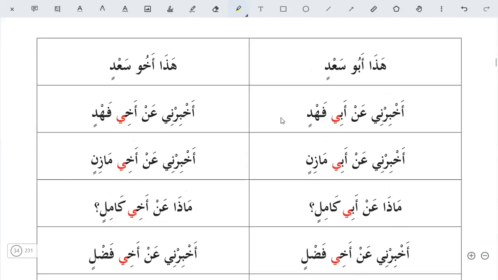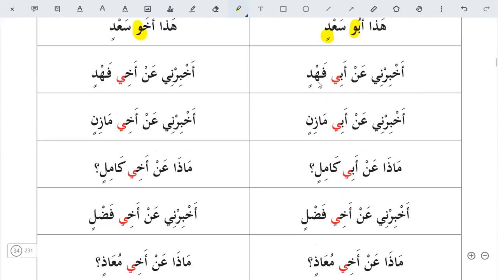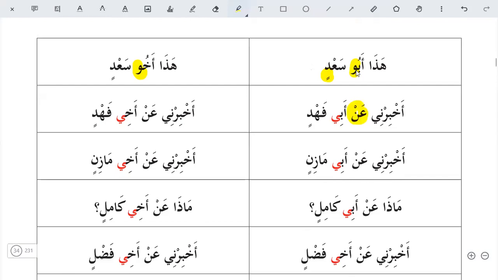Akhbirni an abi fadin. This is a very important point. Haza Abu Saadin. This is Saad's father, father of Saad. Haza akhu Saadin. This is brother of Saad. Akhbirni an abi fadin. Because of an, it is majroor. Abu is in the nominative case here, but abi in this case is majroor, and it does not mean my father.